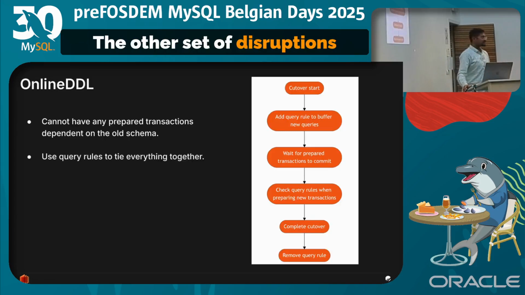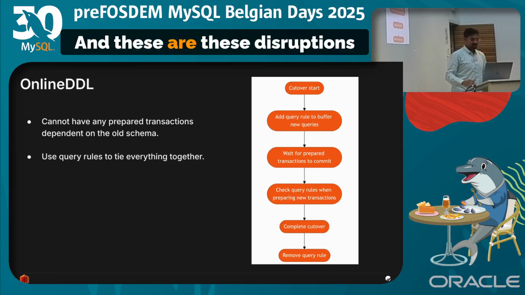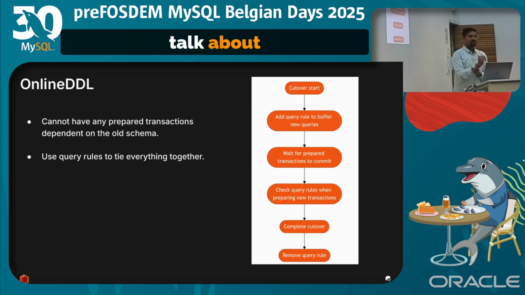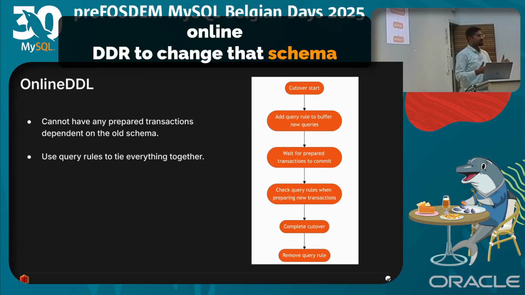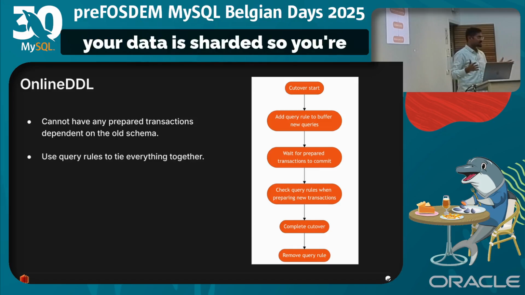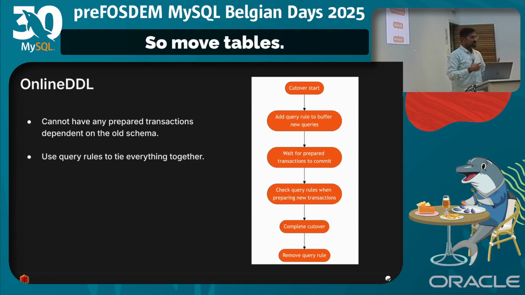The other set of disruptions that we're going to talk about is online DDL, reshard, and move tables. These disruptions matter because, when you're running a distributed system, you will eventually need to change your schema. So you will have to run an online DDL to change that schema, or you will want to change how your data is sharded, so you run a reshard, or you want to change the keyspace where a table exists, so move tables.